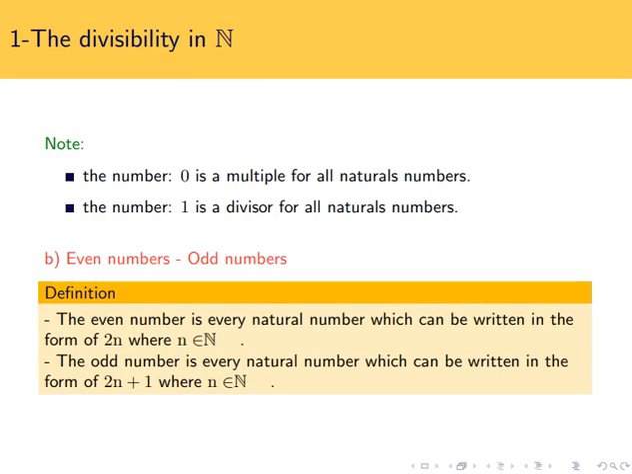Even and odd numbers. Definition: an even number is every natural number which can be written as a multiple of 2. So 2n is an even number. The odd number is the opposite. An odd number we cannot write under the form 2n, but we can write it in the form 2 times n plus 1.